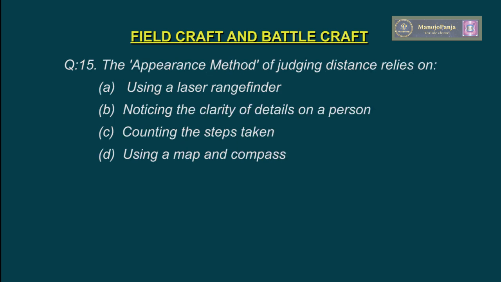Question 15. The appearance method of judging distance relies on A. Using a laser rangefinder. B. Noticing the clarity of details on a person. C. Counting the steps taken. D. Using a map and compass. Right answer B. Noticing the clarity of details on a person.